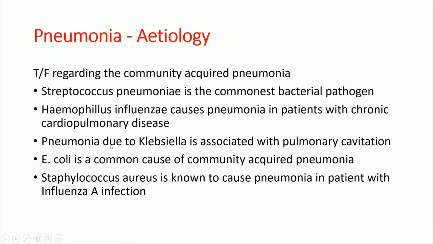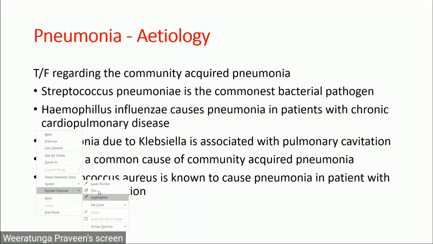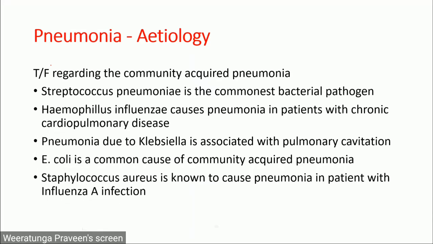Right, so the first question focuses on community-acquired pneumonia. Right? So specifically, we're asking about community-acquired pneumonia. First one, Streptococcus pneumoniae is the commonest bacterial pathogen causing community-acquired pneumonia, right? That is true. Epidemiologically, that is what we find.